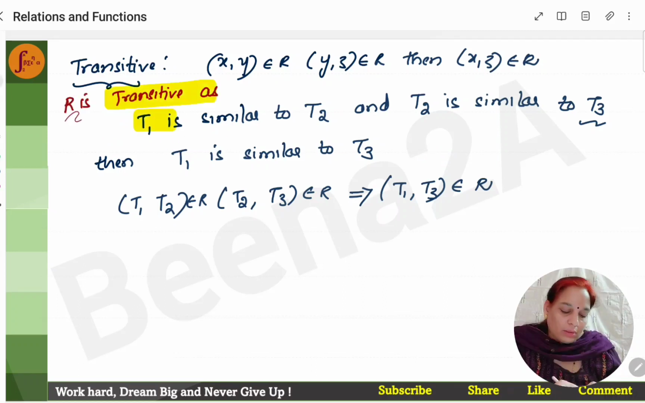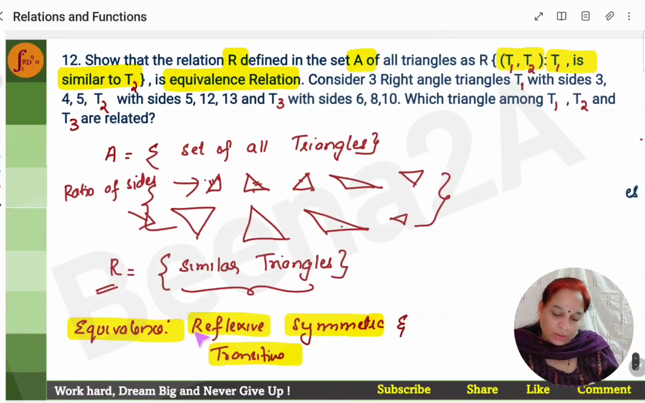So we'll say R is transitive as T1 is similar to T2 and T2 is similar to T3 implies that T1 is similar to T3. You can also write it as T1 comma T2 belongs to R, T2 comma T3 belongs to R implies that T1 comma T3 also belongs to R. Now since the relation is reflexive, symmetric and transitive, we call it an equivalence relation. Now let's go to the second part of the question.